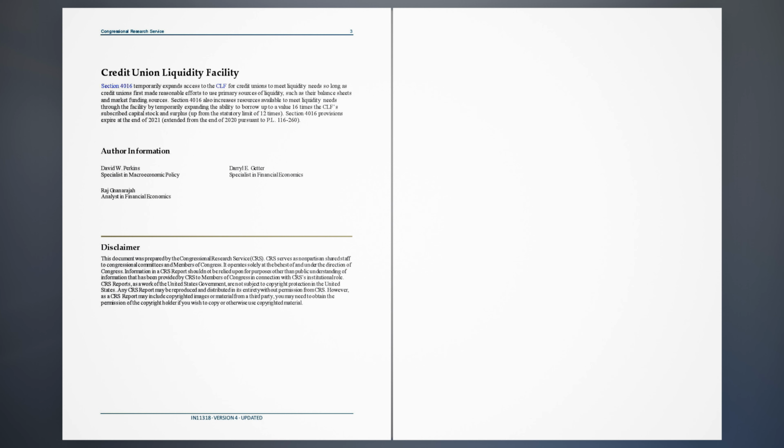Credit Union Liquidity Facility. Section 4016 temporarily expands access to the CLF for credit unions to meet liquidity needs so long as credit unions first made reasonable efforts to use primary sources of liquidity, such as their balance sheets and market funding sources. Section 4016 also increases resources available to meet liquidity needs through the facility by temporarily expanding the ability to borrow up to a value 16 times the CLF's subscribed capital stock and surplus, up from the statutory limit of 12 times. Section 4016 provisions expire at the end of 2021, extended from the end of 2020 pursuant to PL 116-260.